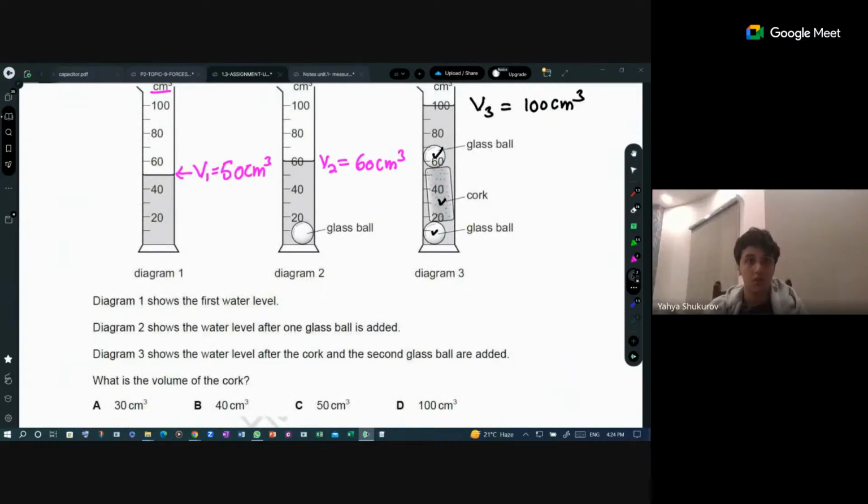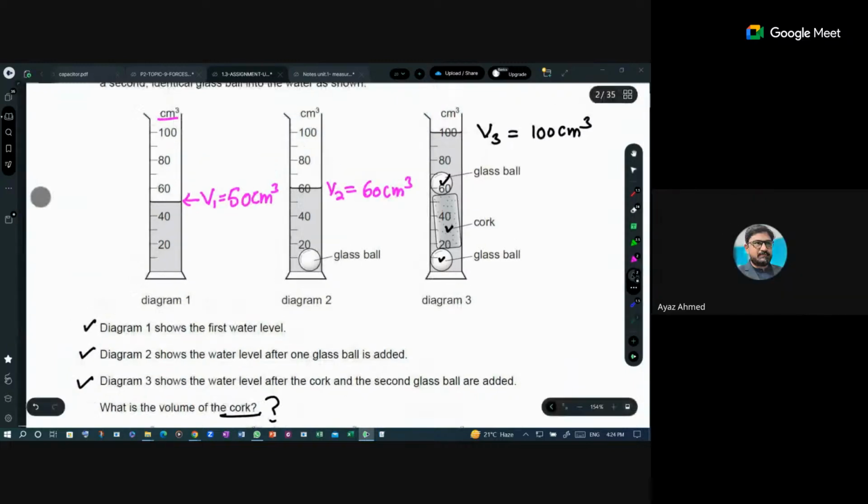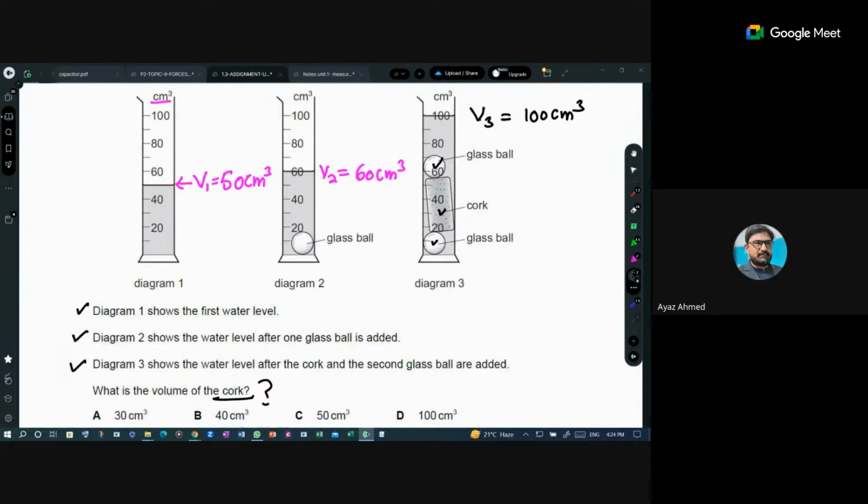Now, this is important information. Diagram 1 shows first the water, then diagram 2 shows the water level after placing the glass ball, then diagram 3 shows after placing two balls and one cork. What is the volume of the cork? Actually, this is the question. So from this information, if I ask you what is the volume of the cork, what would be your answer? A, 30. Are you agreed? Yes, 30. Okay, good.